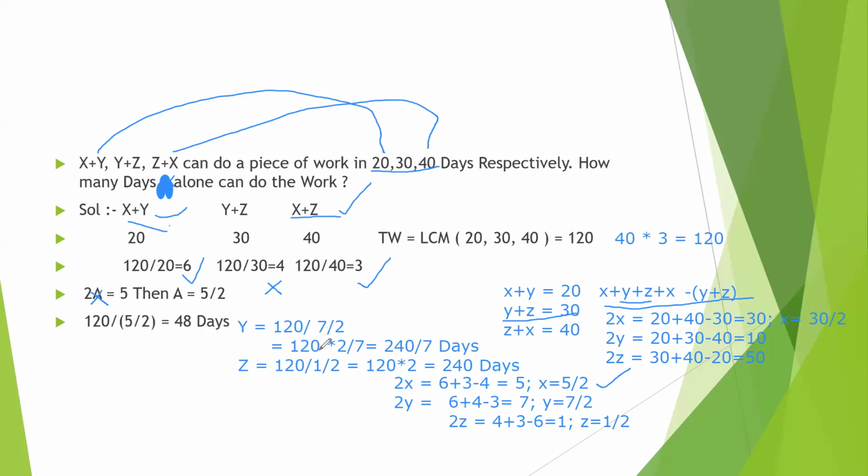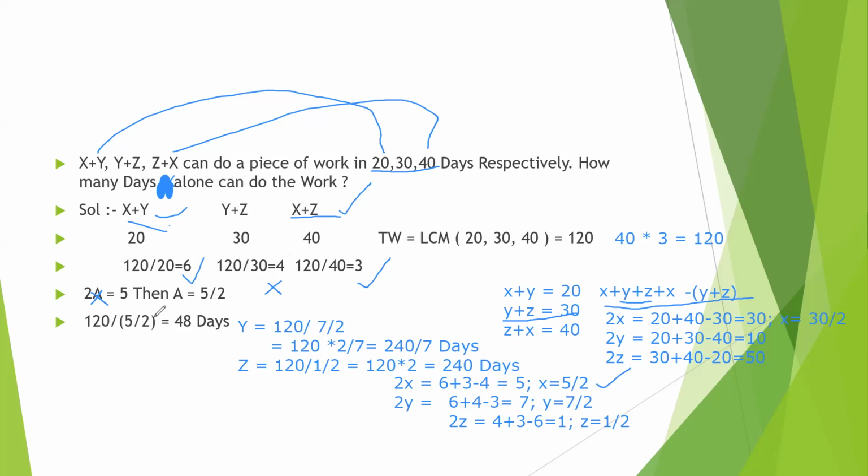In the same way, how to find the y value? The 2y value equals, where y is present, the first one and the second one, we have to add 6 and 4, and where y is not present, that is 3, we subtract it. Therefore 6 plus 4 is 10, minus 3 equals 7. So 2y is 7, then y equals 7 by 2.